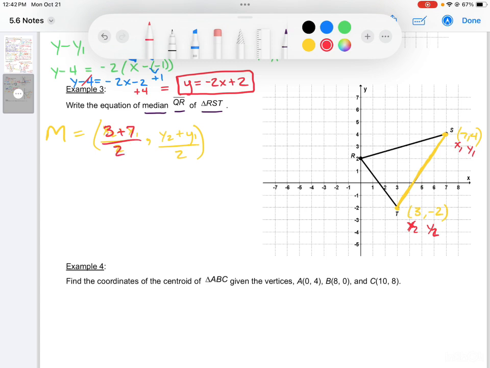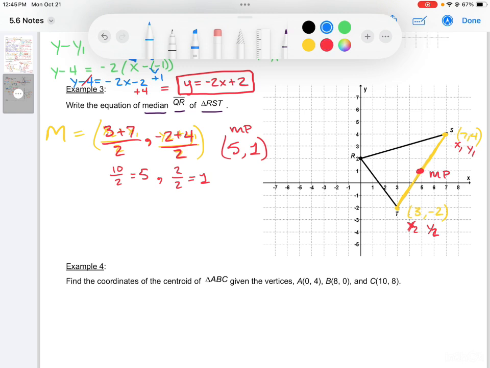So I would have 3 plus 7 over 2, and then negative 2 plus 4 over 2. If you do that quick math, 3 plus 7 is 10 over 2 equals 5. And then negative 2 plus 4 is 2 over 2, which is 1. And so my midpoint is the point 5, 1. I'd go over 5 and up 1, and that is my midpoint. So that's my first step.